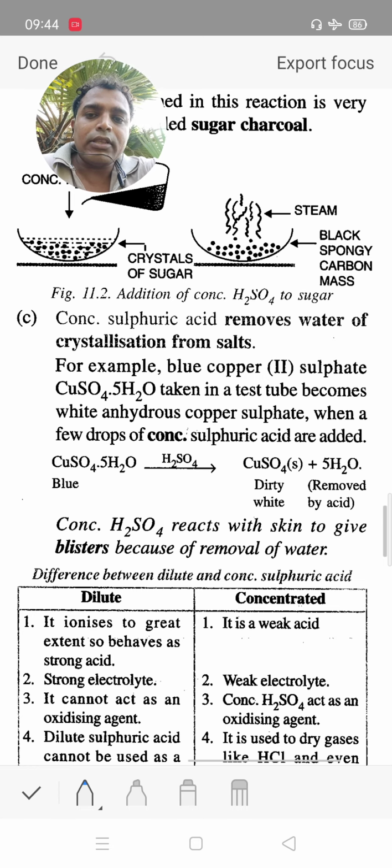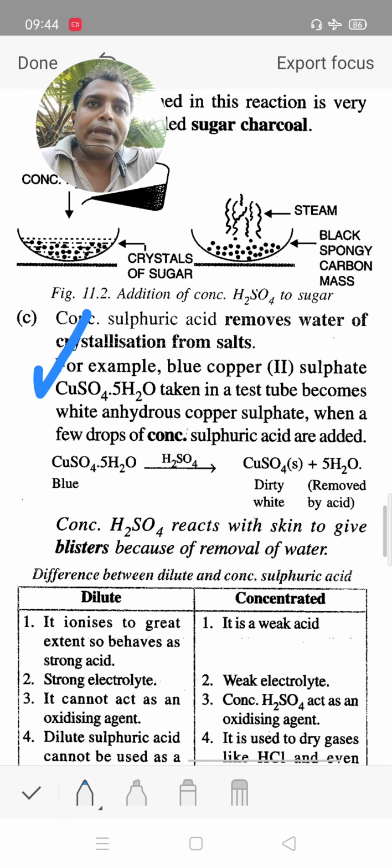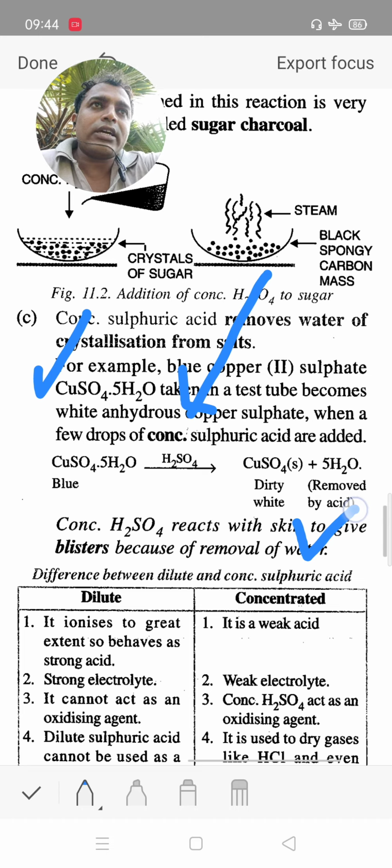Now another example: copper sulfate pentahydrate, which has water content, is blue in color. When it reacts with sulfuric acid, the sulfuric acid acts as a dehydrating agent, with removal of 5 molecules of water, and it gives a white, colorless compound of copper sulfate. Blue color converts into white or colorless compound. In this, sulfuric acid acts as a dehydrating agent.